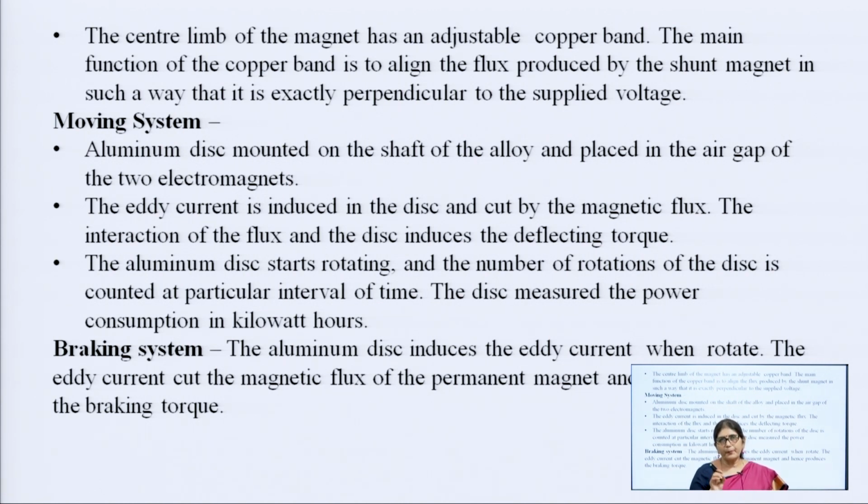Then the moving system has a very high resistive aluminum disc, which is mounted on a shaft of alloy and placed in the air gap between two electromagnets. The eddy current is induced in the disc and cuts the magnetic flux produced by the pressure coil and the current coil. The interaction of flux and disc induces the deflecting torque. So, the number of rotations of the disc is basically a count of the total energy.